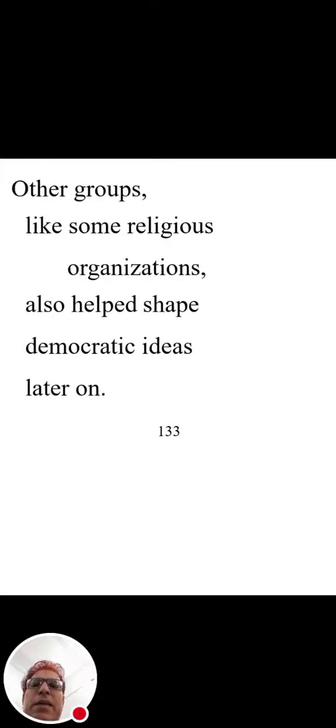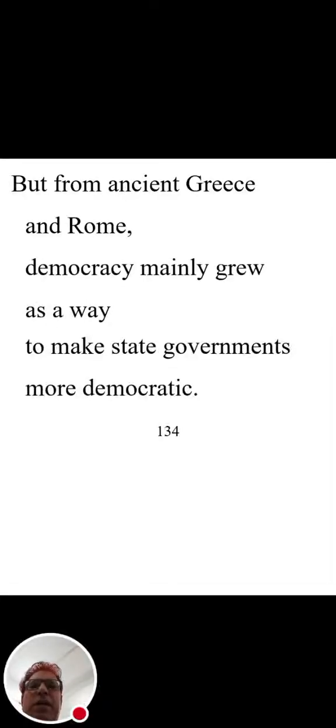Other groups, like some religious organizations, also helped shape democratic ideas later on. But from ancient Greece and Rome, democracy mainly grew as a way to make state governments more democratic. Worth saying again that no state has ever had a government that fully meets all the rules of a democratic process. So far, no government has ever fulfilled all the criteria completely. Always there is some gap. It is also unlikely that any state ever will.